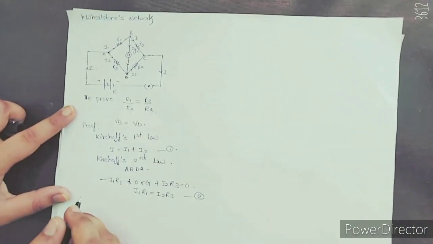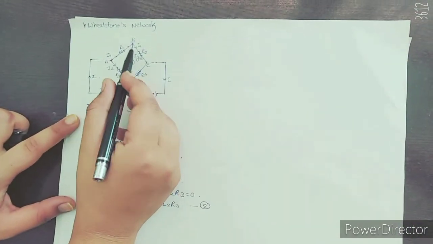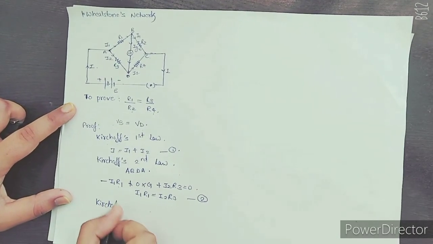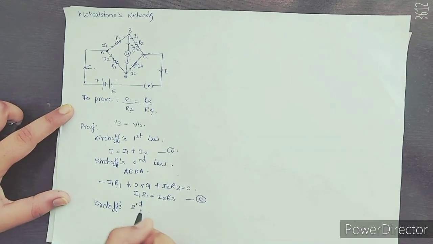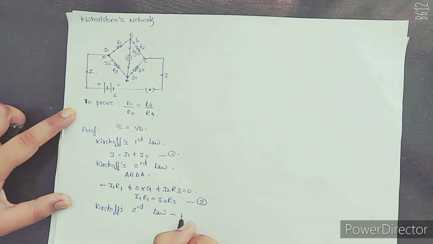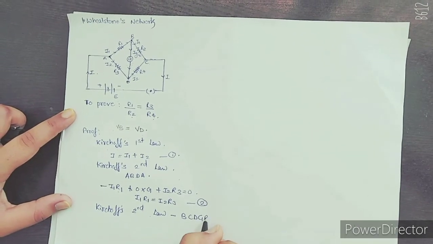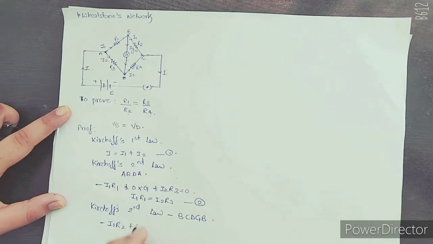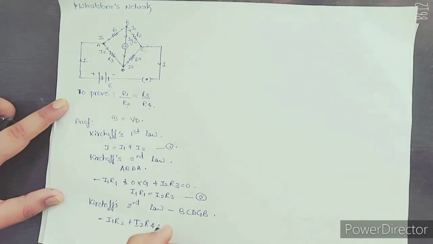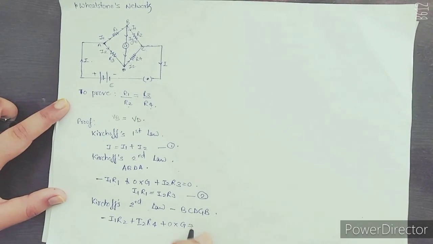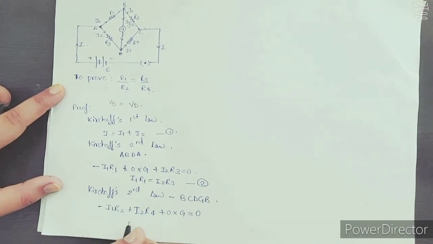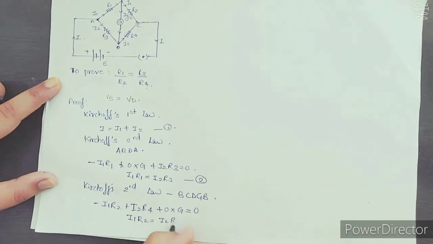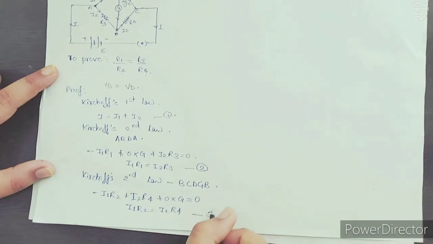Now similarly, applying Kirchhoff's second law along loop BCDGB, it will give me minus I1 R2 plus I2 R4 plus 0 into G, which is equal to 0. If we simplify it further, we get I1 R2 is equal to I2 R4. This I number as 3.